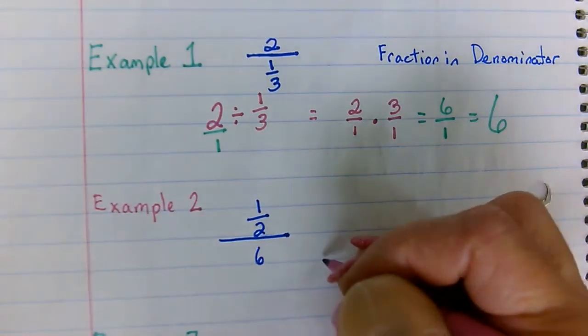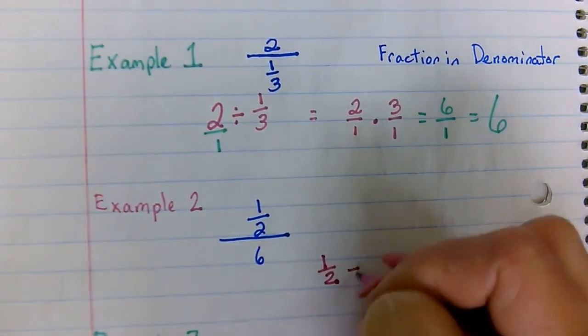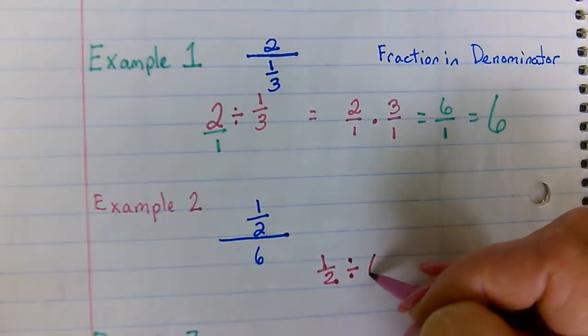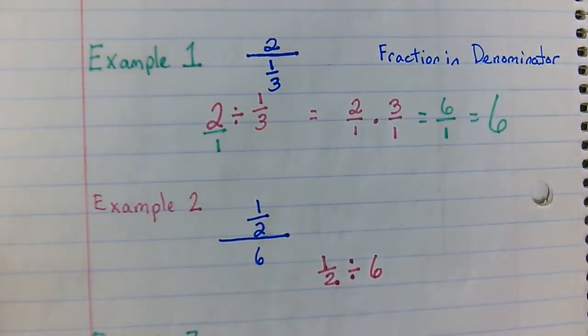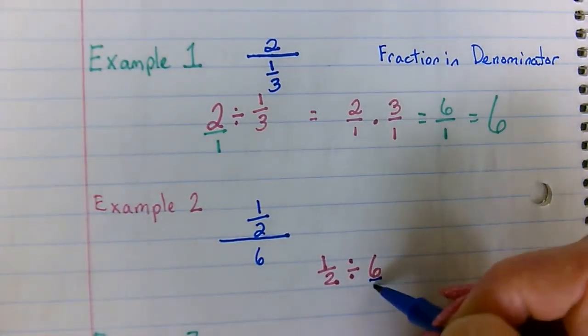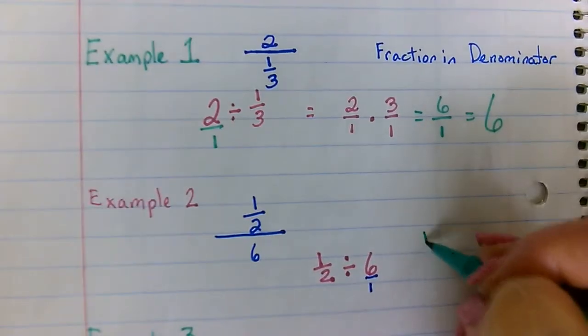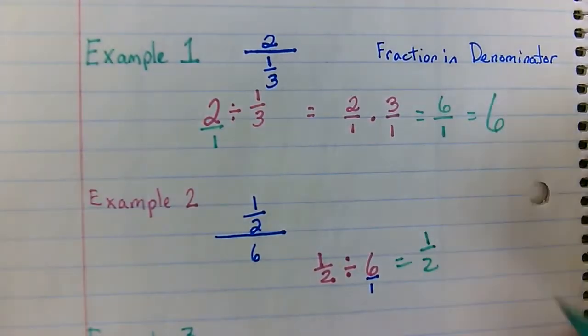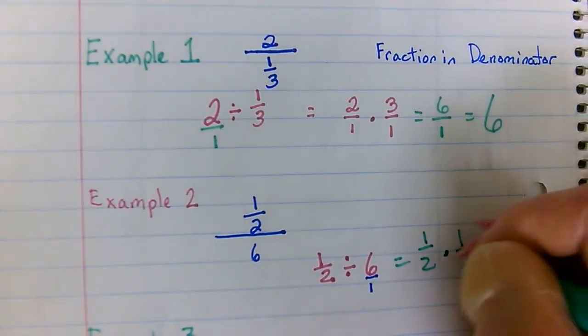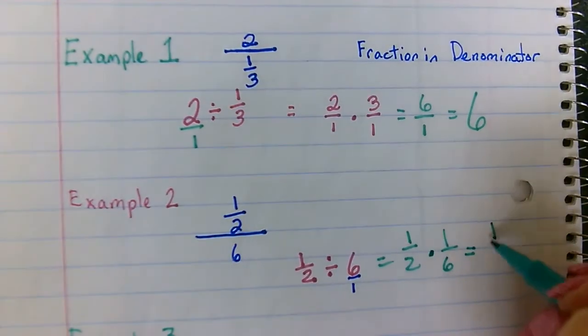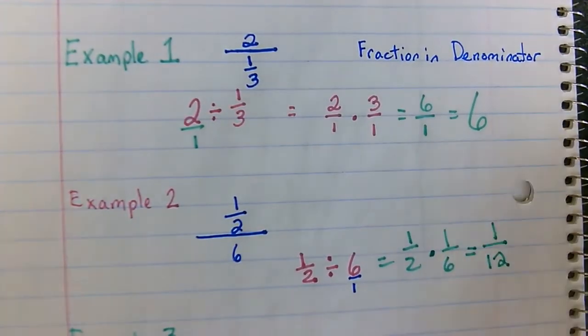I'm going to bring down the 1/2. Fraction bar becomes division symbol. And 6. Now this is the same as 6 over 1. Now keep change flip rules apply. So rewrite the 1/2. So that equals times 1 over 6. And when we work this out, this becomes 1 over 12. Okay?